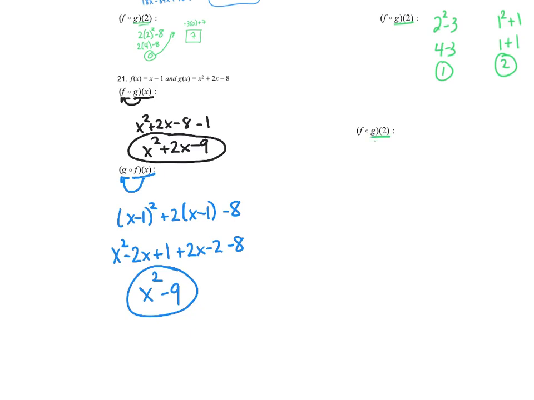The last one is we're going to plug 2 into g of x first. So 2 squared plus 2 times 2 minus 8. So that's 4 plus 4 minus 8. So that's 0. I'm going to plug that into f of x. So 0 minus 1 is negative 1.